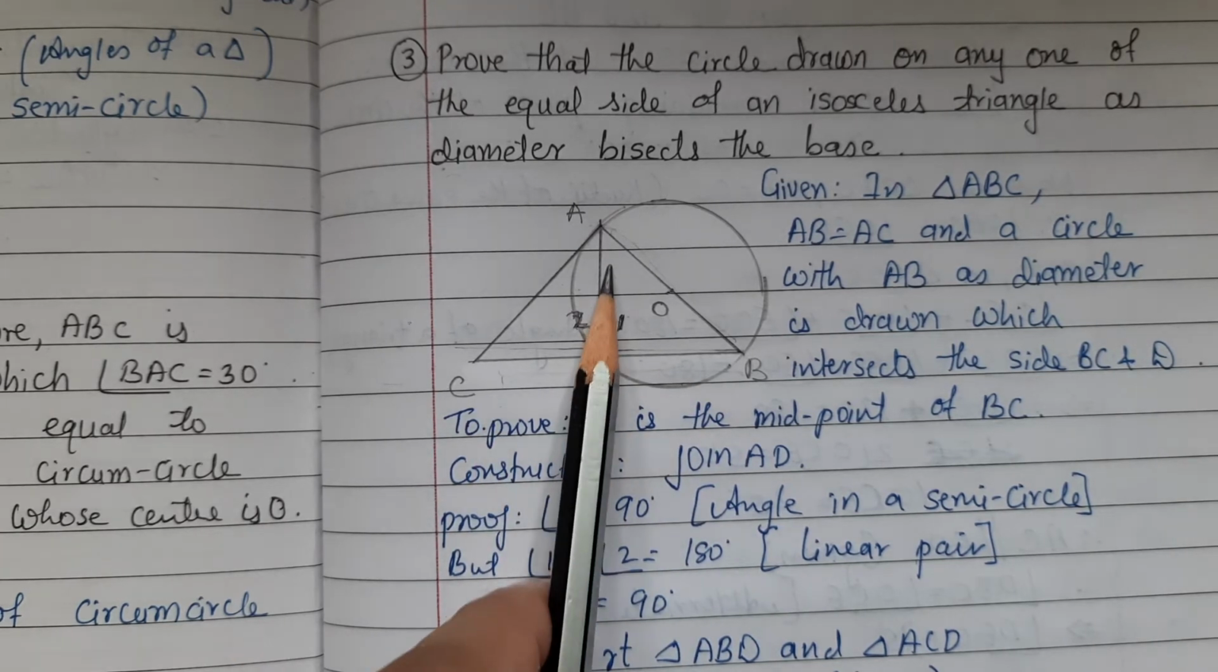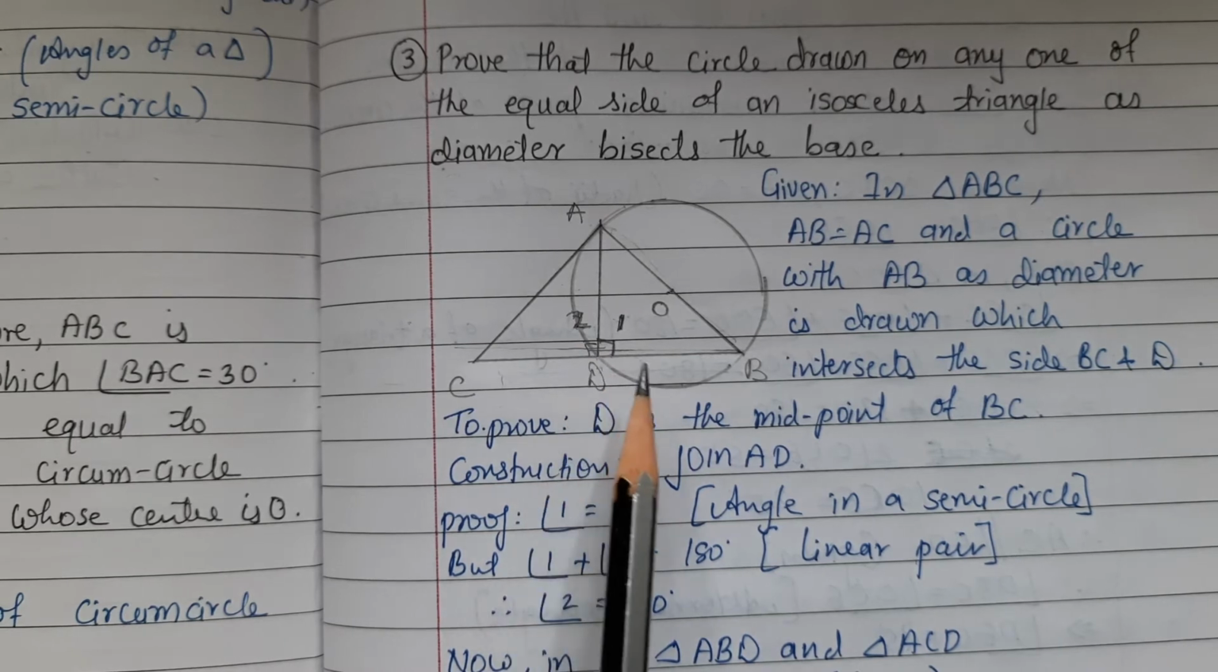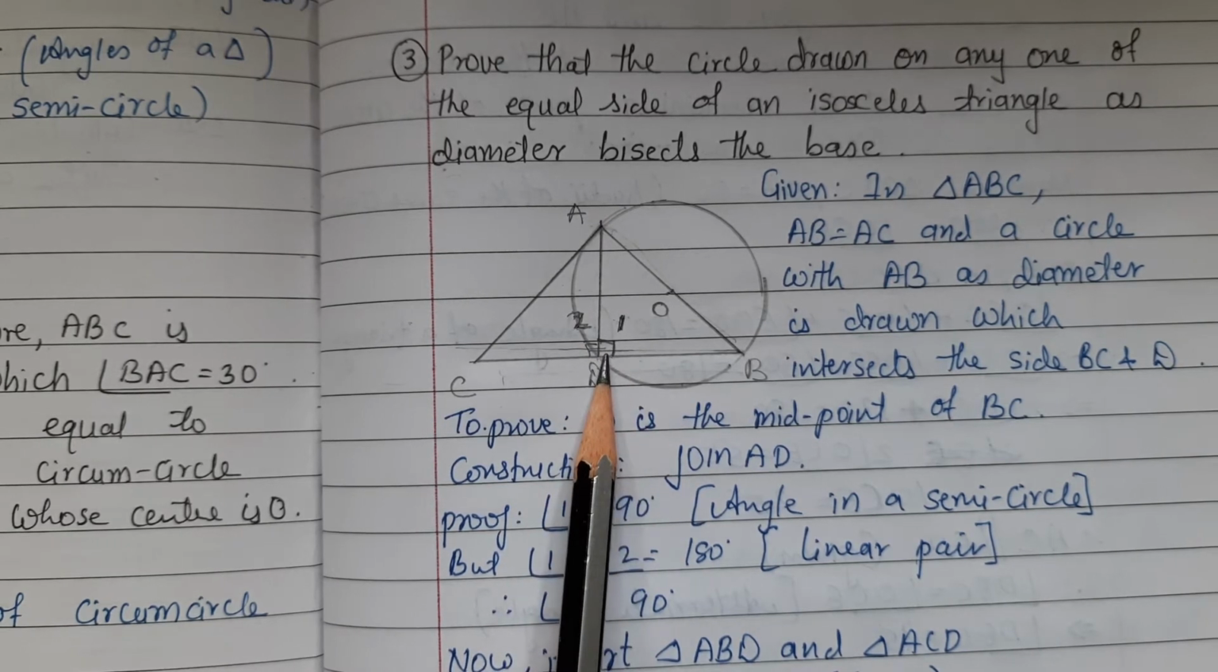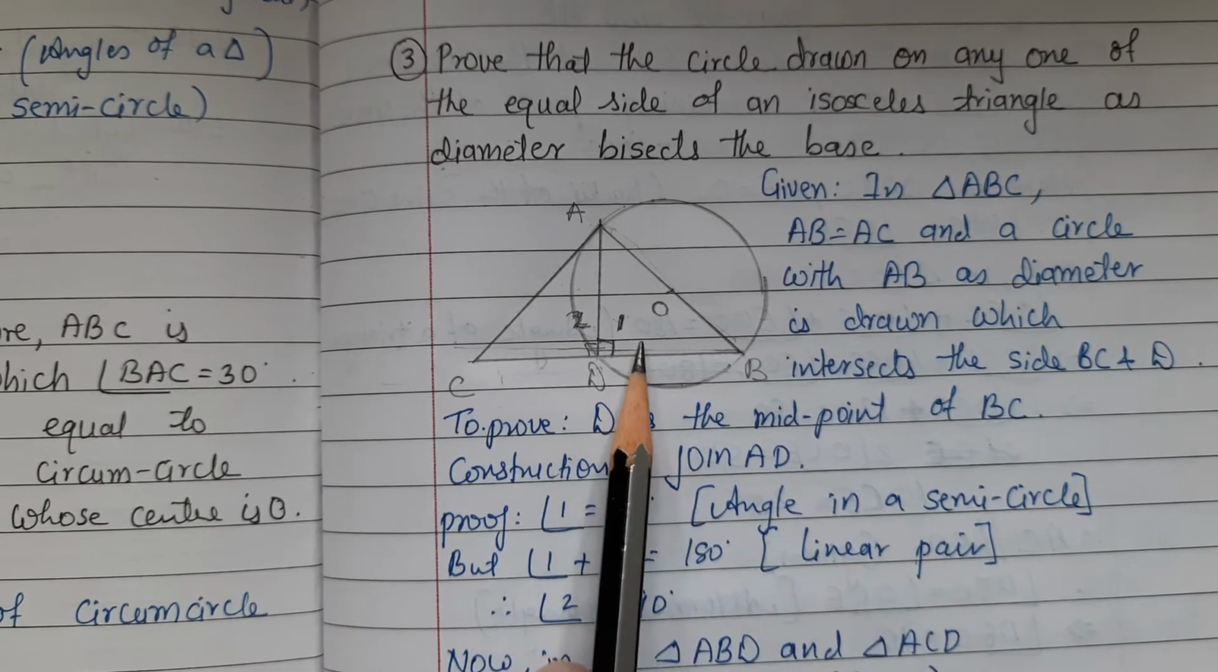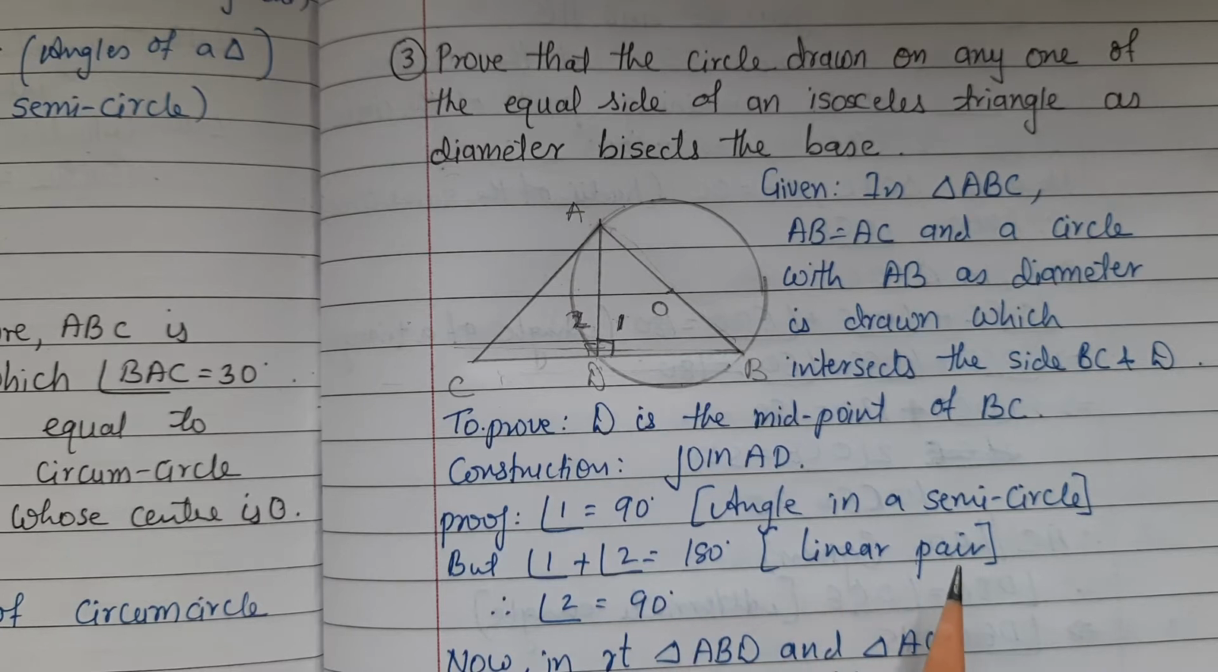Construction: join AD. Proof: angle 1 equal to 90 degrees, angle in a semicircle. Angle 1 plus angle 2 is equal to 180 degrees, linear pair. Therefore, angle 2 equal to 90 degrees.